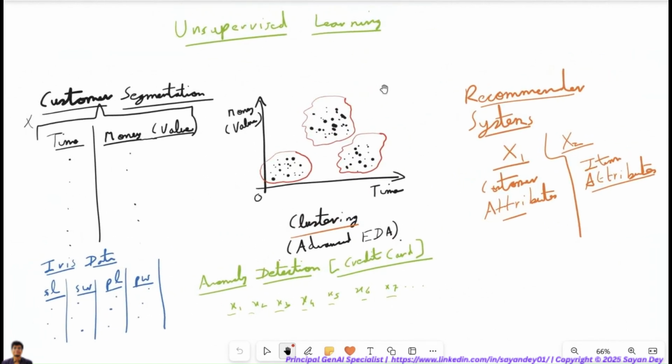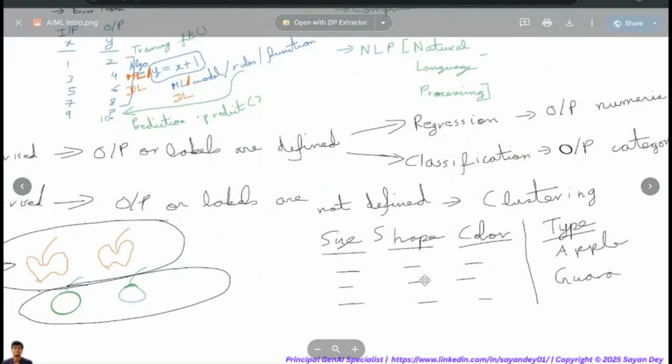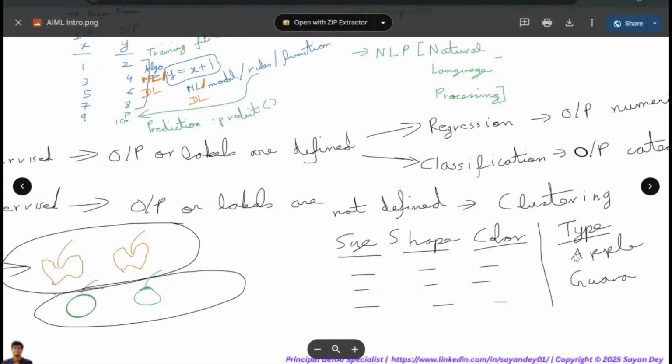Now, if you remember, we had this conversation on the first day when we were explaining this beautiful example of fruits, right? So we had different examples of fruits, and we discussed how you can teach a small kid. How can you teach a small kid about different types of fruits?